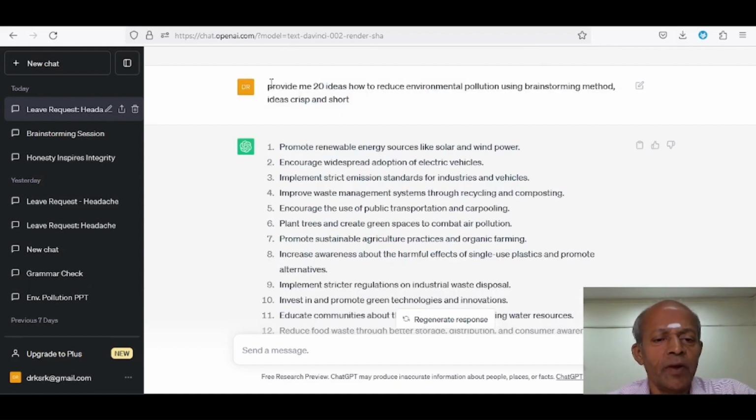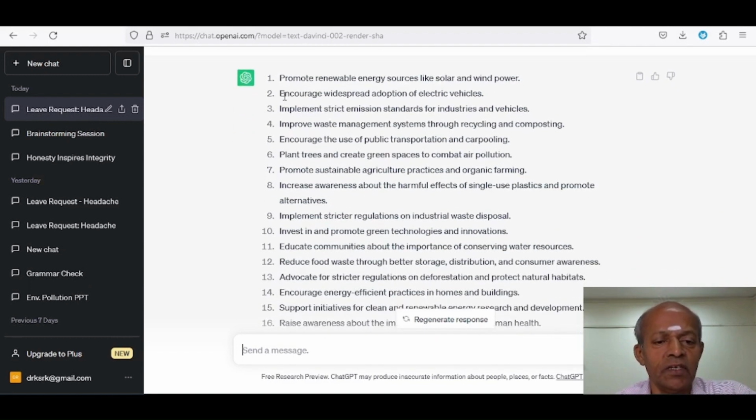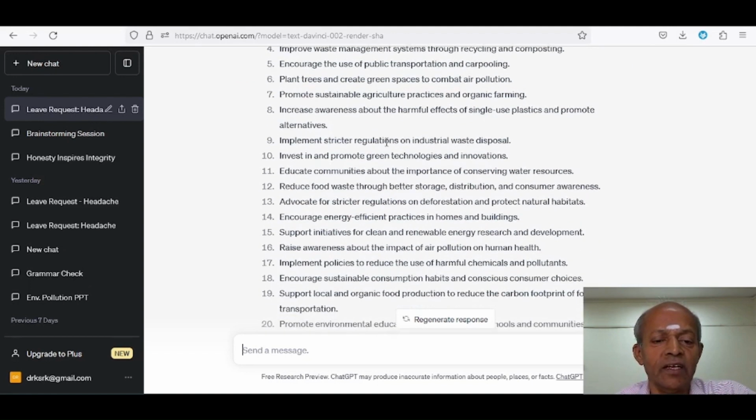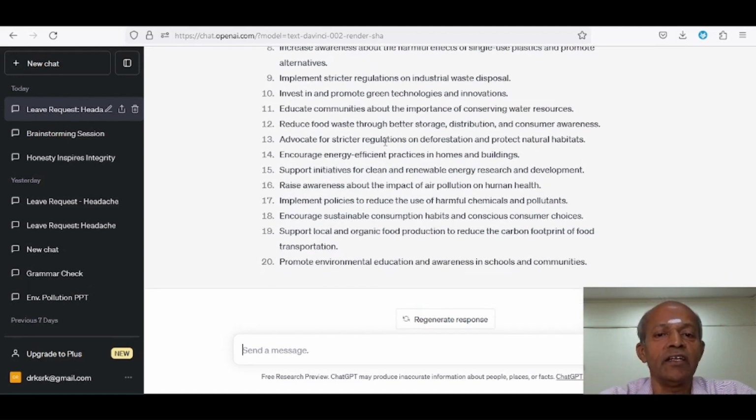Now I have given the prompt: provide me 20 ideas on how to reduce environmental pollution using the brainstorming method. The ideas should be very crisp and short. Now you see, ChatGPT has given 20 ideas, very short: promote renewable energy resources, encourage widespread adoption. So like that it has given 20 ideas. In that way we can use ChatGPT for the brainstorming method also.